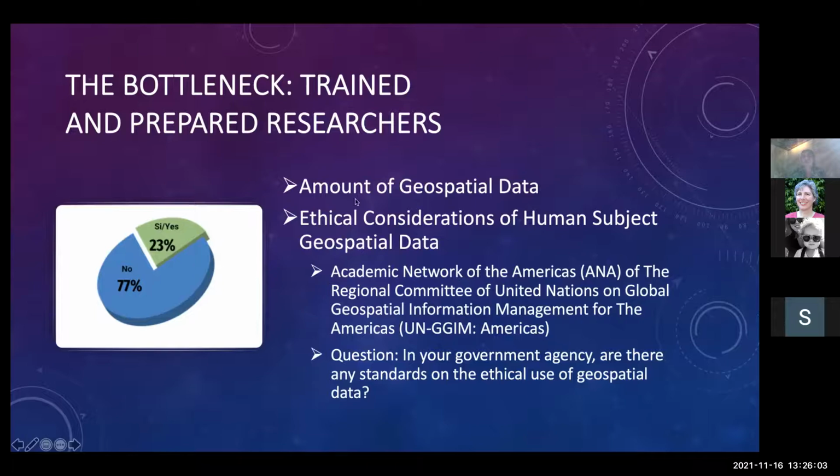Because we are even able to see that in the Academic Network of the Americas, the Regional Committee of the United Nations on Global Geospatial Information Management for the Americas, they created a survey asking, are there any standards on the ethical use of geospatial data? Because more than just us as researchers being able to apply these ethical considerations to data that contains human subject information, we were able to see that in this survey, 77% said no, that in their government agency there were no standards.